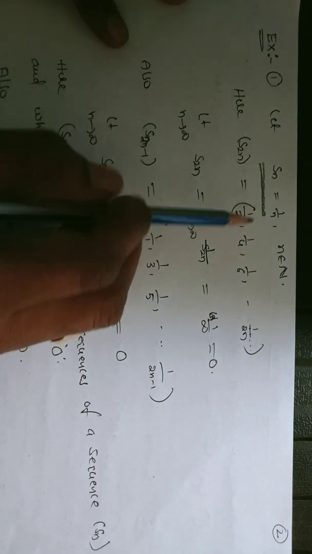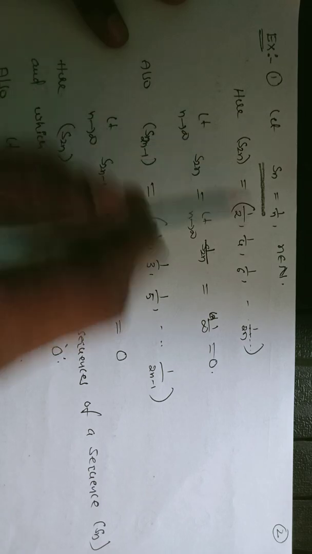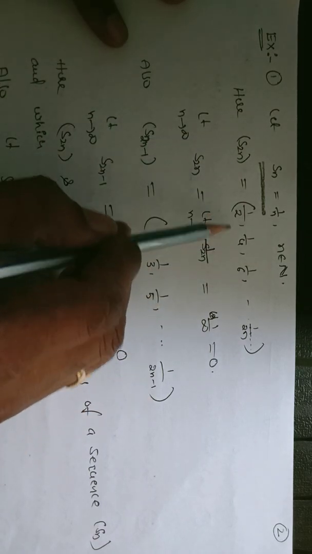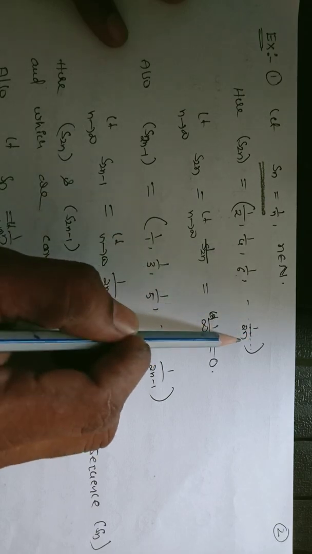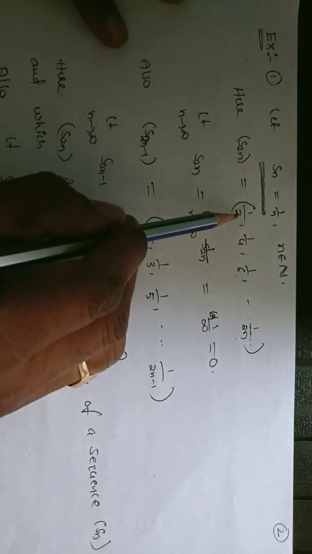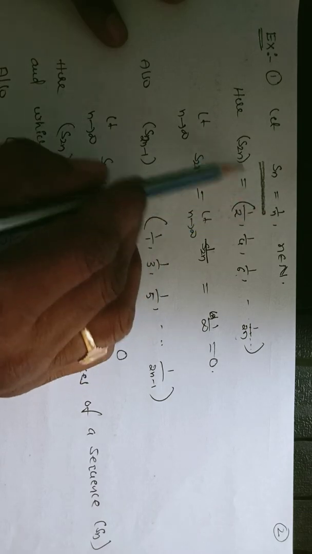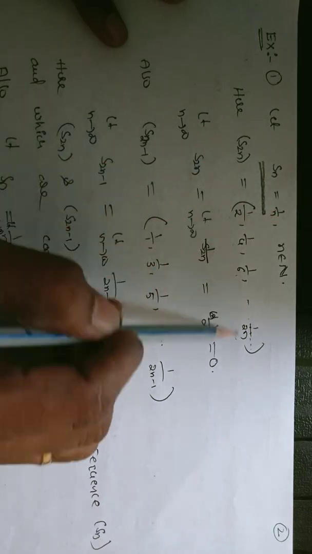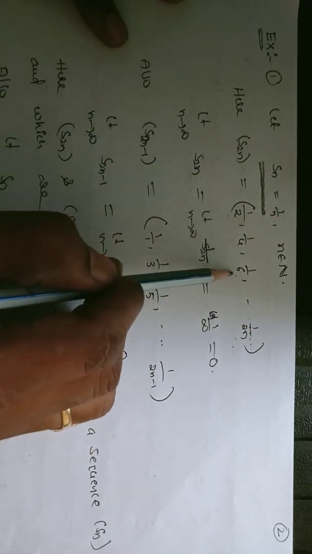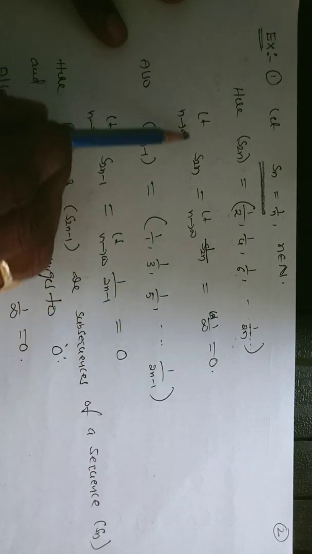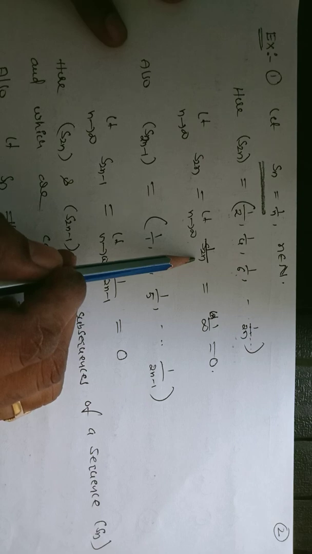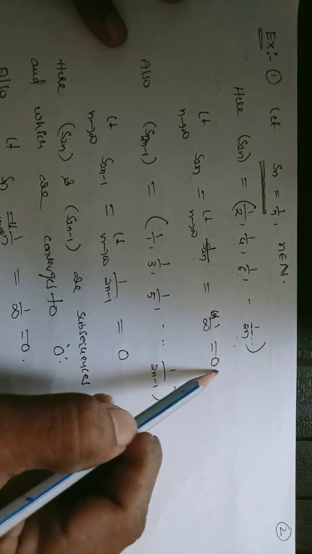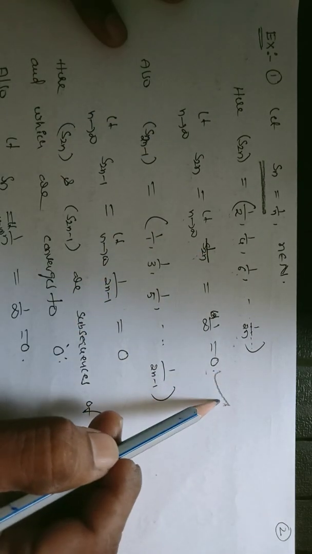Now, what are the subsequences of the sequence? Suppose S_2n is one of the subsequences, with even natural numbers: 1 by 2, 1 by 4, 1 by 6, and so on, 1 by 2n. So replacing n by 2n, we get 1 by 2n. That means 1 by 2, 1 by 4, 1 by 6, 1 by 8, like that. Then what is the limit of this subsequence S_2n? Limit as n tends to infinity of 1 by 2n, 1 by infinity means 0. One of the subsequence limits is 0.